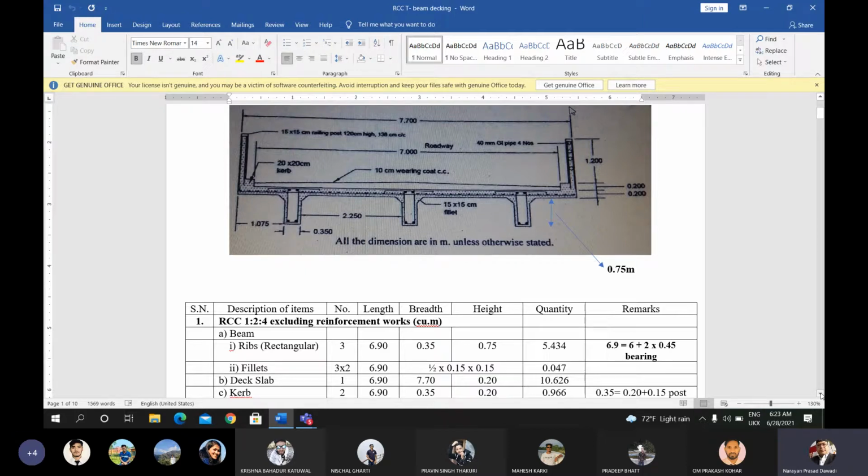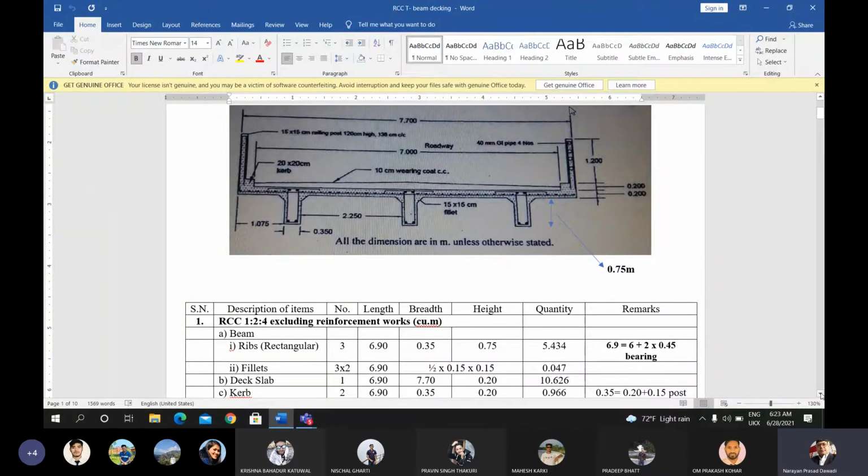Look at the figure. The width of the beam is given as 0.35, and the height of the beam is not given, but I put the value of the height of the beam as 0.75 meter below the slab. After multiplying number, length, breadth, and height, you will get the quantity of the RCC for the rectangular portion.